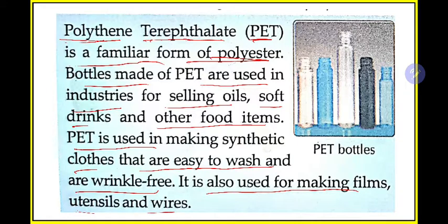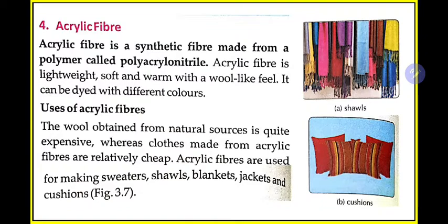So this is a material similar to polyester. It is used for making bottles which are used for packaging your oil and soft drinks. These are different uses of this. It is also used for making cloths. So this is extra information you need to know about PET.